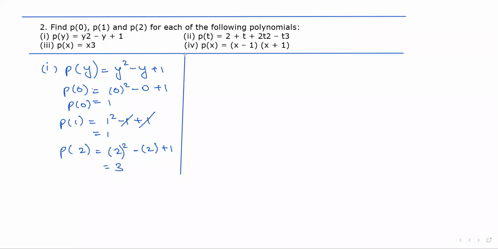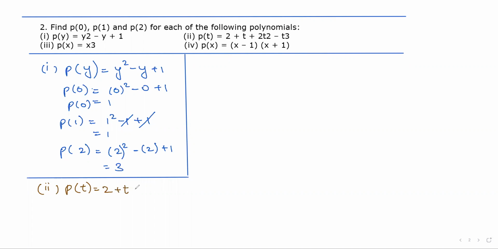Next. P of t is equals to 2 plus t plus 2 into t square minus t cube. This is your given polynomial. Therefore, P of 0 will be equals to 2 plus 0 plus 2 into 0 square minus 0. These terms are 0. You're left with 2.